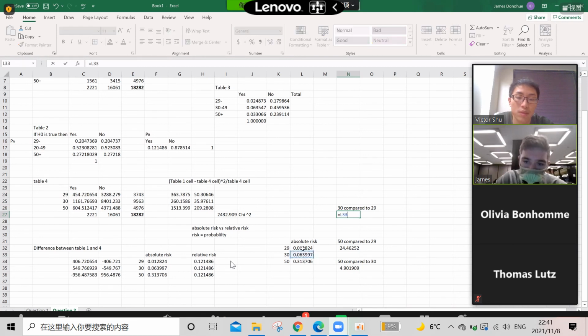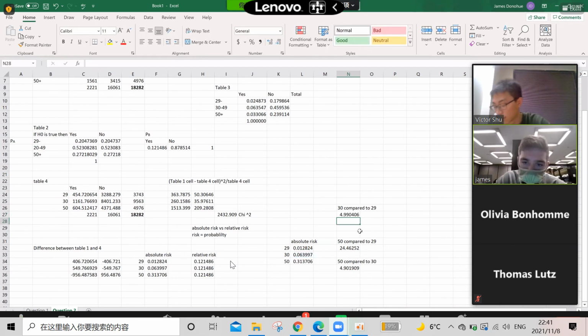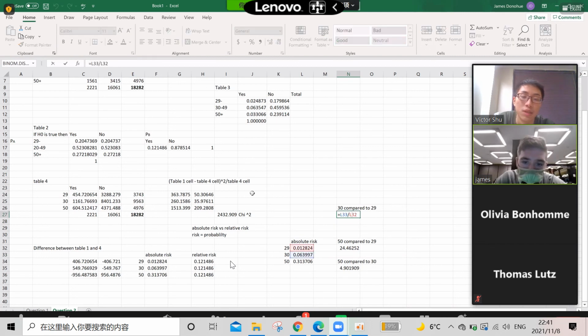And compared with the younger group, you just divide it by 0.012, and you can see, okay, maybe I am 25 times more risky to get this problem than people who are under 29 years old.